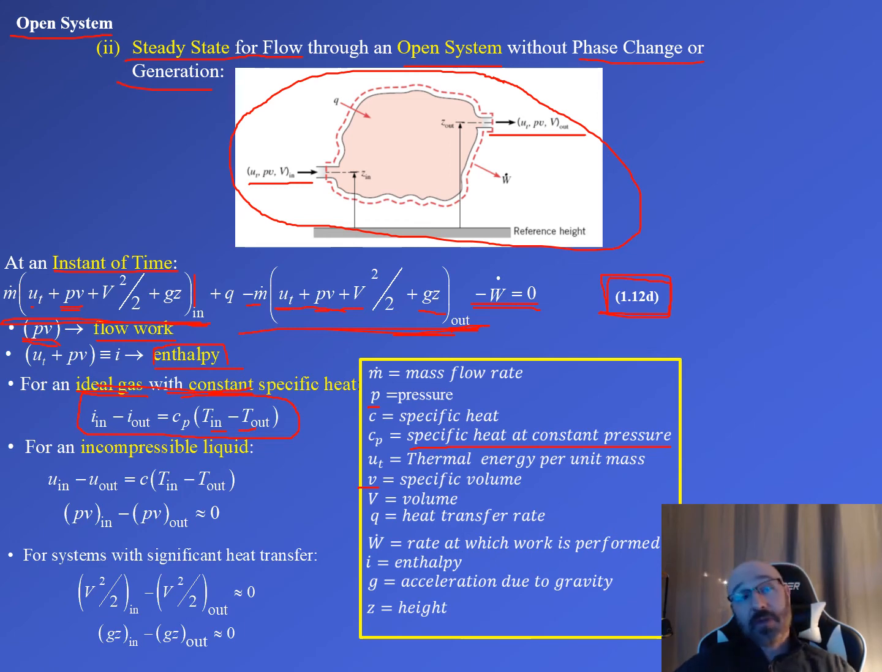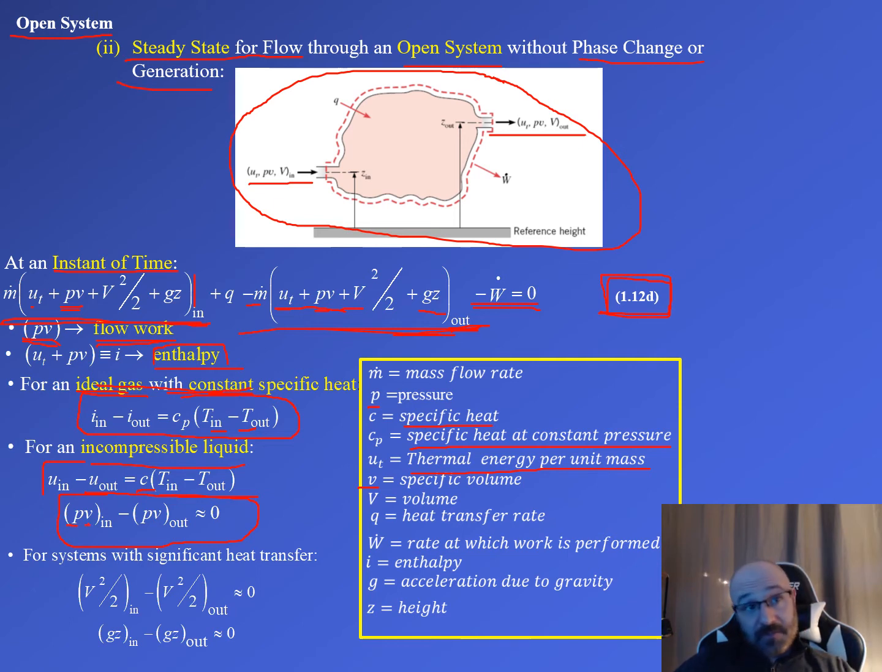Now, if we're dealing with an incompressible liquid, we have the following relationship over here, where we have our U value, in minus U out, or thermal energy per unit mass, in and out, is equal to C, which again is our specific heat, times our change in temperature between the in and the out there. So we can push this down here. We can also see this relationship, our PV in minus PV out is approximately equal to 0, where PV again is that flow work up there. And again, P is pressure, V is going to be that specific volume there.